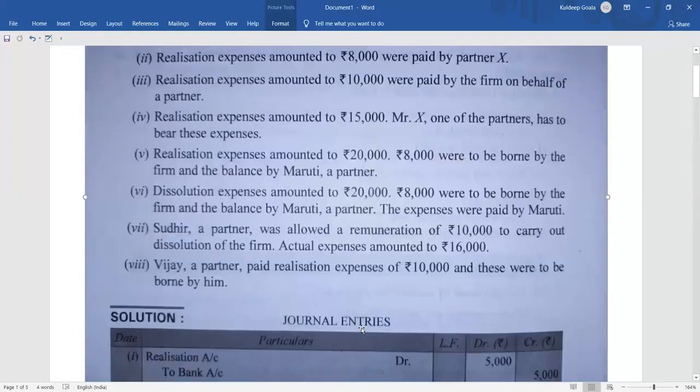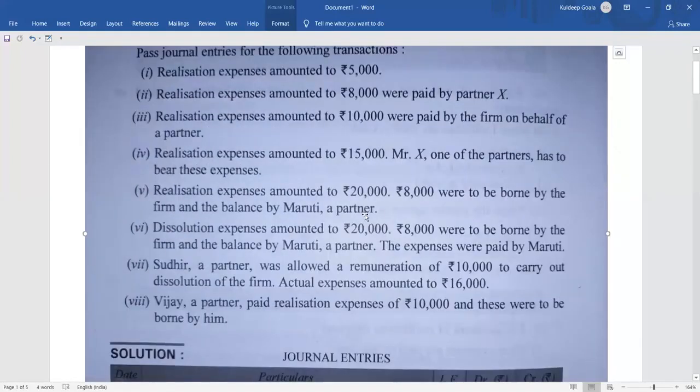So coming to the next one, I hope all of you have understood up to this point. This is very important because this question generally forms part of the main question paper that comes in the CBSE every year. One of the points is related to dissolution expenses, and this question is totally related to dissolution expenses. So this is a very important question. You can expect this type of question in your final examinations. So let's go to the next one.